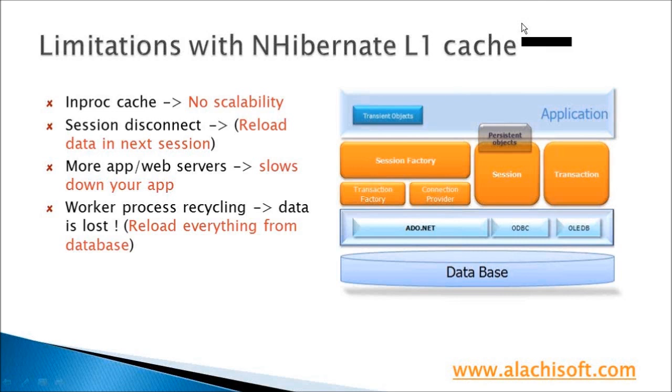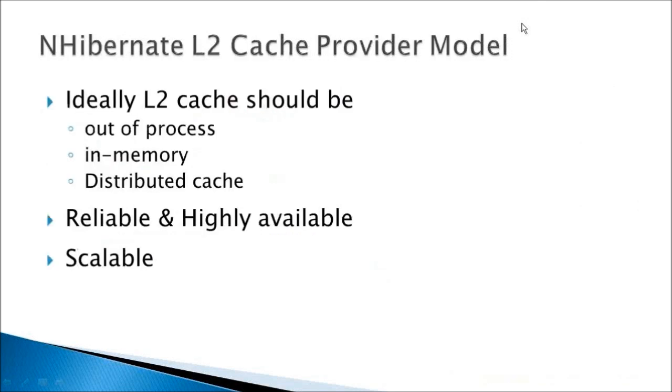So to overcome these limitations, NHibernate provides you with a level 2 cache provider where you can plug in a second level cache. The second level cache is used in conjunction with your in-process cache. Whenever you get the data from your database the first time, NHibernate automatically pushes that data into the second level cache, which is shared by all worker processes.